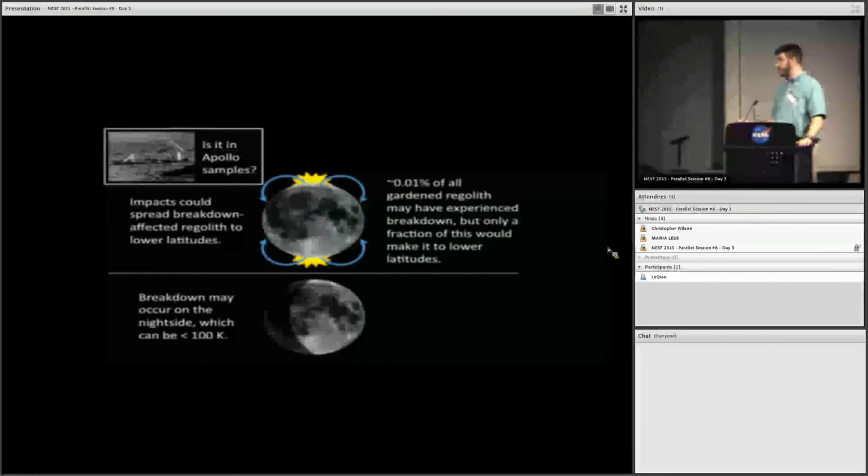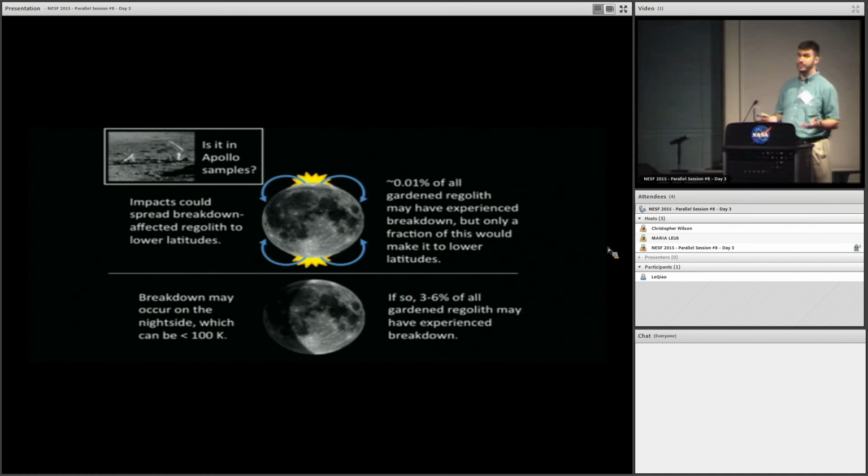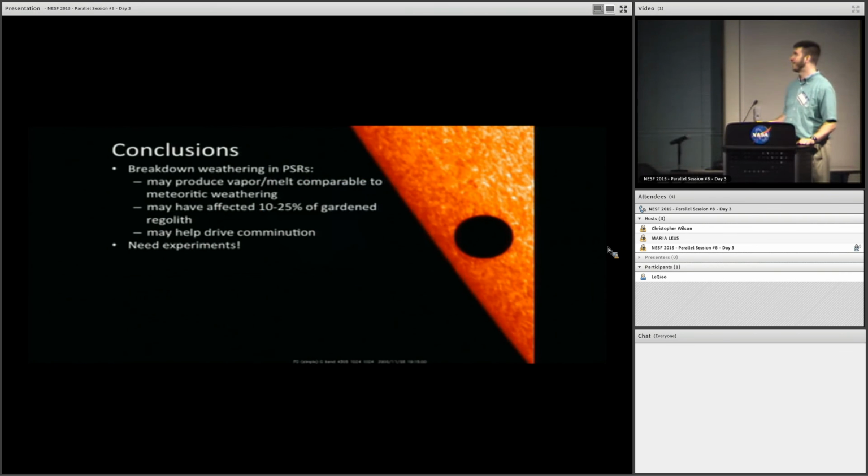But, and this is something that we've just started looking at, breakdown could occur on the night side of the Moon. The temperatures do get down to just below about 100 Kelvin, and that is just cool enough for some of the really big SCP events to be able to create breakdown. If so, it could be that a few percent of all garden regolith, no matter where you are on the Moon, has experienced breakdown. If that's the case, then yeah, we probably do have sparked material sitting in a vault somewhere. Fingers crossed. I don't think I would bet on it, but you never know.